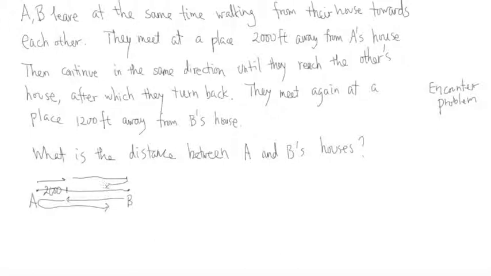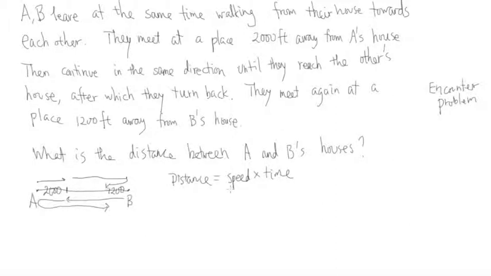And the second time they meet is at a place that's 1,200 feet away from B's place. 1,200. Okay? And the question is, what's the distance between A and B? So typically for an encounter problem, you use the fact that the distance equals speed multiplied by time.